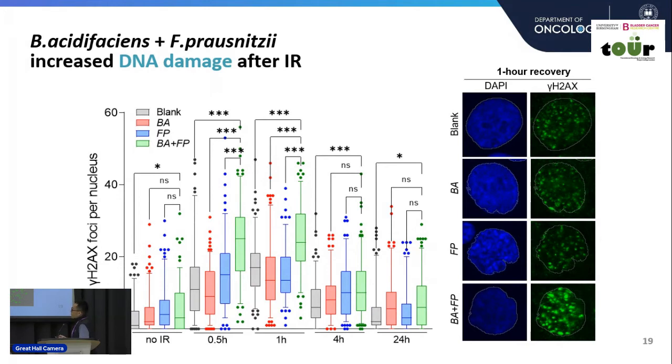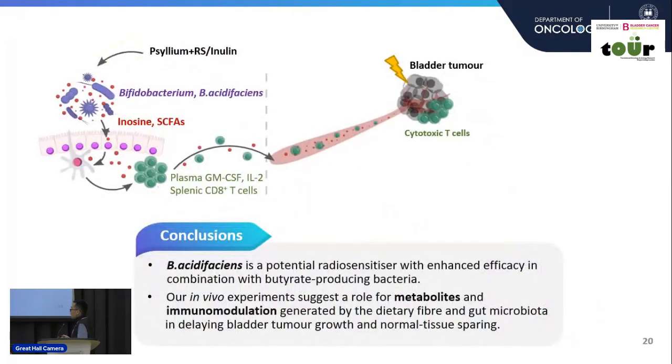I also saw that BA plus FP can increase the radiosensitivity in human bladder cancer cells, even in a dose-dependent manner. So finally, my conclusion is that Bacteroides acetylfascins is a potential radiosensitizer, especially combined with butyrate-producing bacteria, fecal bacteria prognosis. And our in vivo experiment suggested that psyllium plus inulin and resistant starch can achieve better tumor control combined with ionizing radiation, and it involved enhancement of short-chain fatty acid and also tumor immune response.